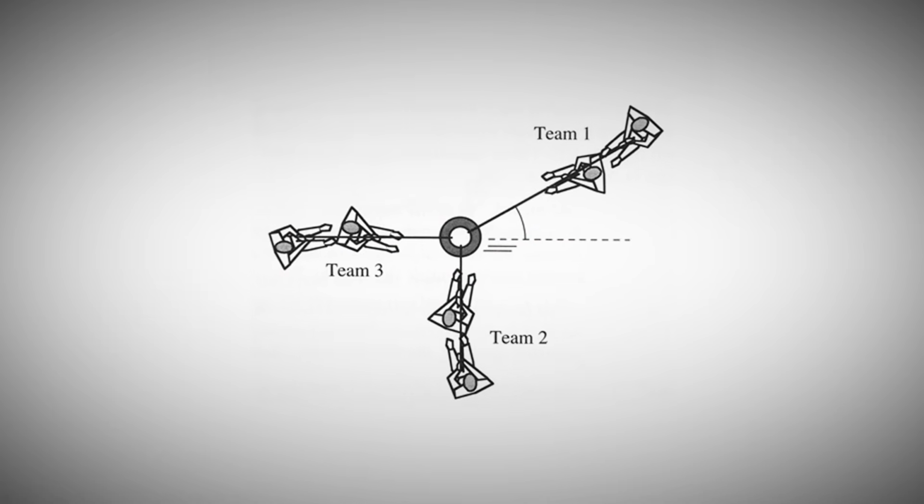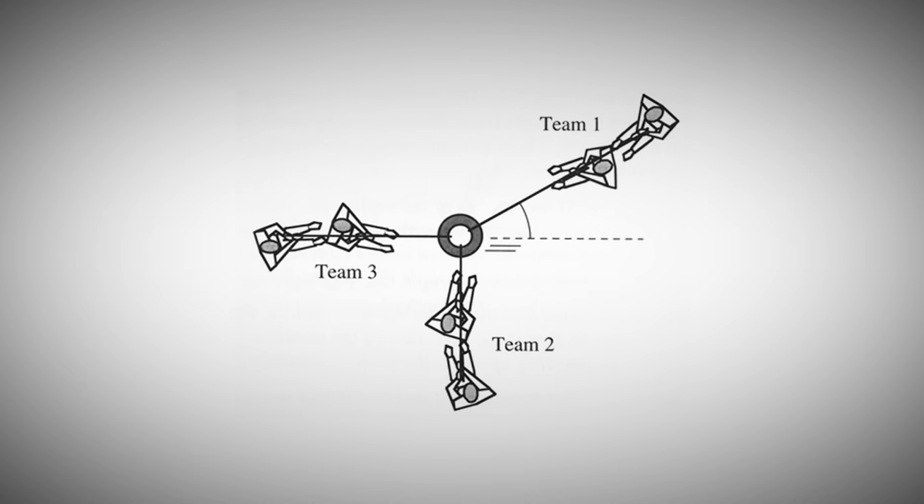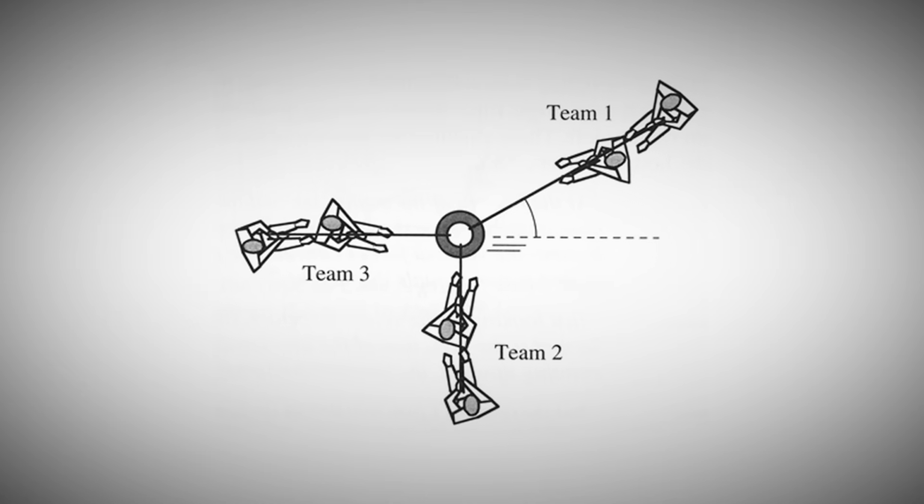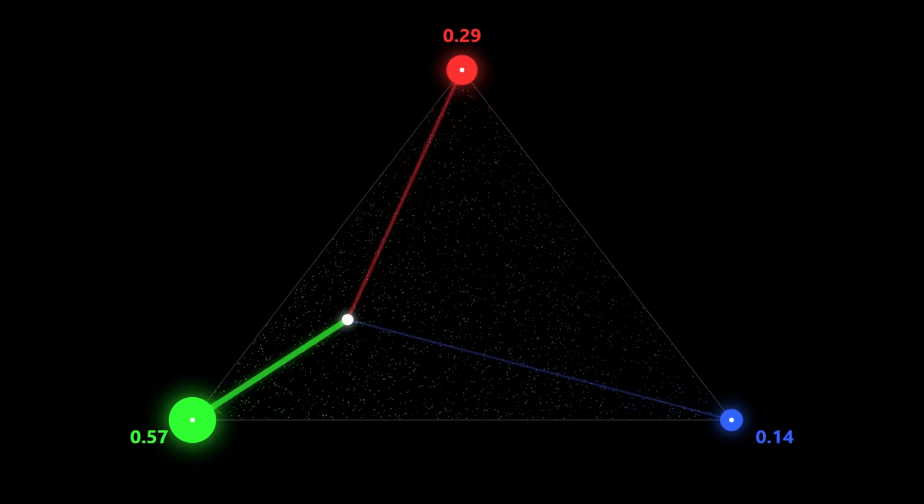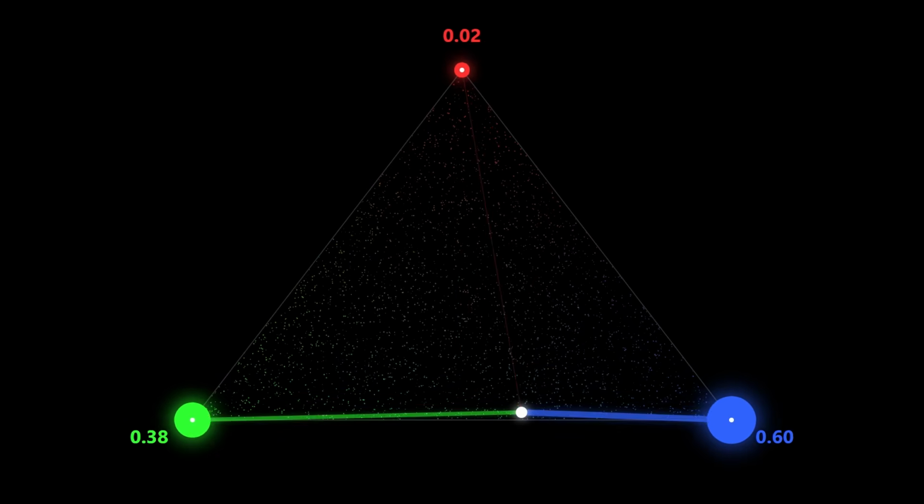Think of it like a three-way tug of war. If the point is right in the middle, all three corners are pulling with equal strength. If the point is really close to the top corner, that top corner has a much stronger weight or influence. Every pixel has its own unique set of these three weights.